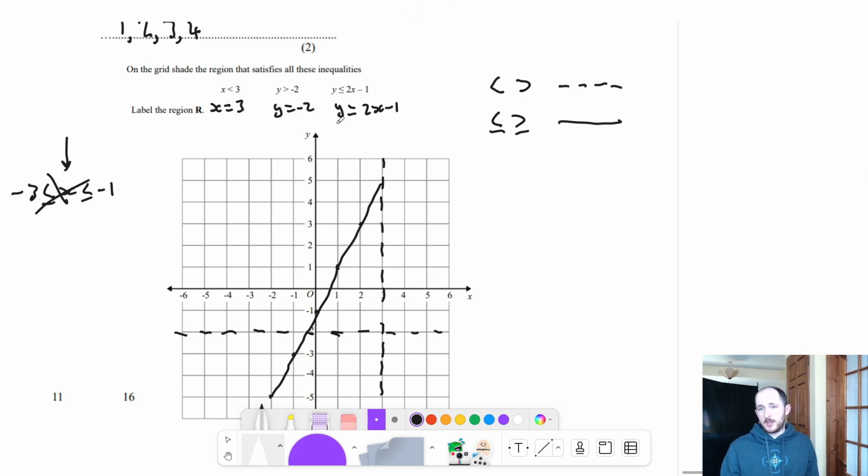So, now if I look at my inequalities again, y is bigger than -2. Also, I would recommend labeling these. You want your examiner to do as little thinking as possible. So y needs to be bigger than -2, so it needs to be above this line. X is less than 3, so it needs to be to the left of this line, and it needs to be underneath this line. So in other words, it's this triangular region in the middle. Does that make sense? Hope so.